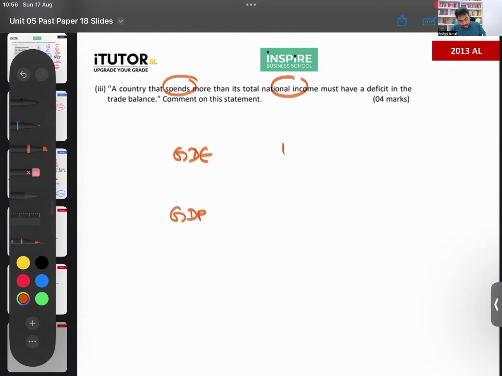So if you're spending more than what you're earning, you're spending 110 million, but your GDP is only 100 million, what you're producing. That means, what can you say about your net exports? Your net exports have to be negative. You have to have a deficit in your trade balance. So that story is what you have to explain.